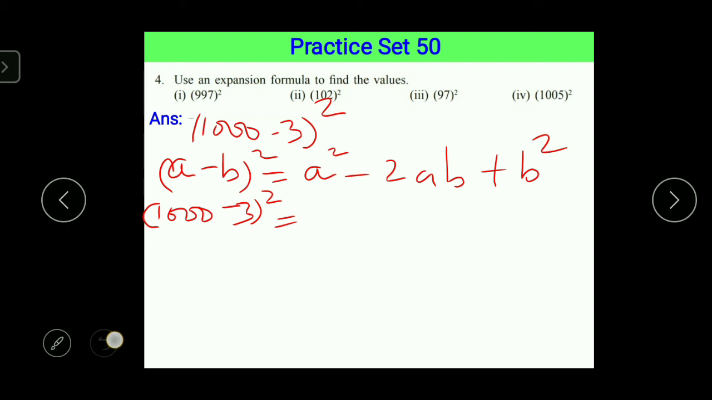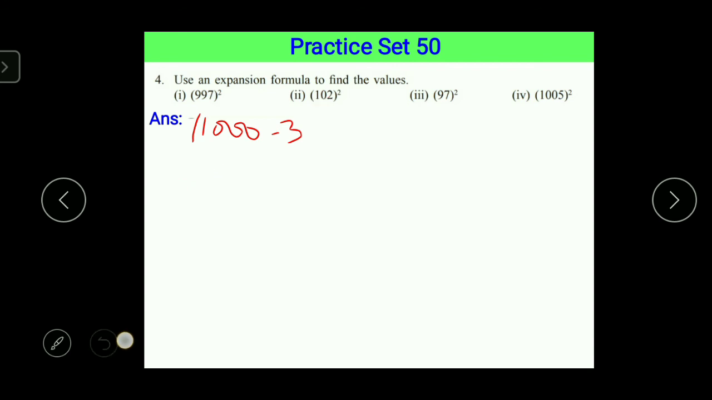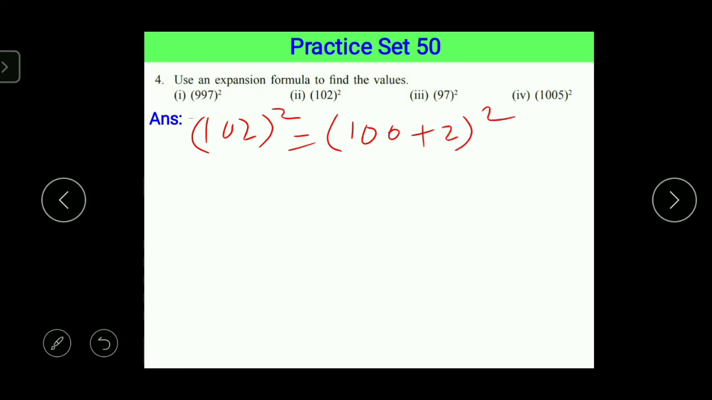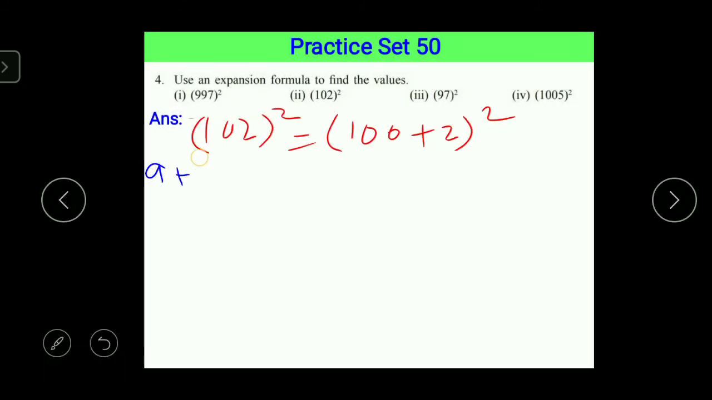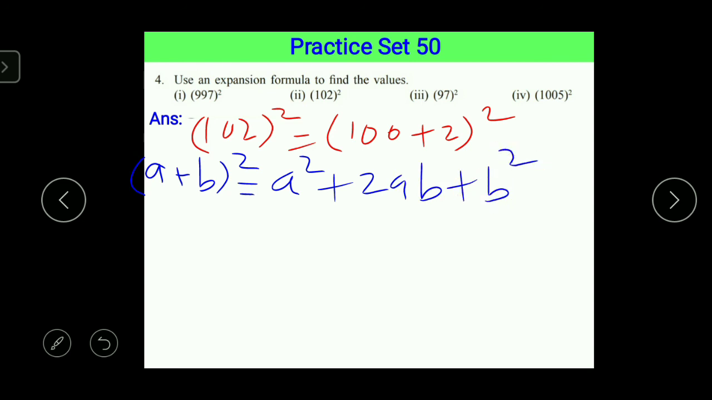Here, 102 can be written as 100 plus 2, right? Students, are you getting what I'm saying? 102 can be written as 100 plus 2. First I'm writing the formula here. 102 square can be written as 100 plus 2 square. This you will write first. Now you know the formula. What is the (A plus B) square formula, students? (A plus B) square is equal to A square plus 2AB plus B square. You will remember this formula.